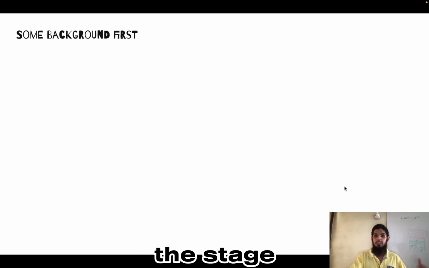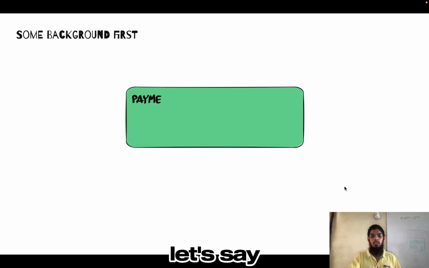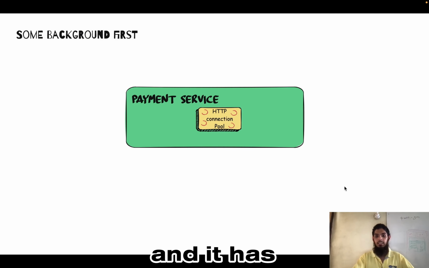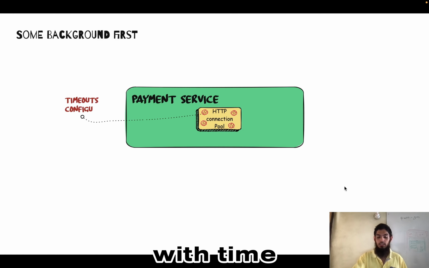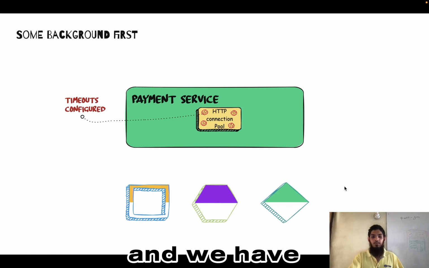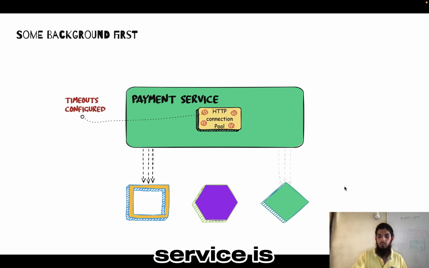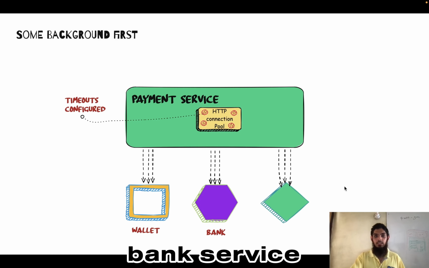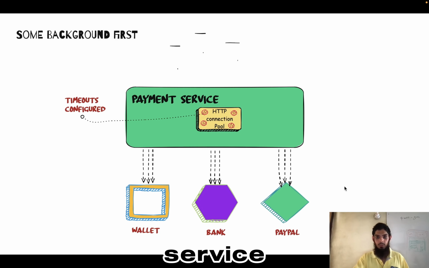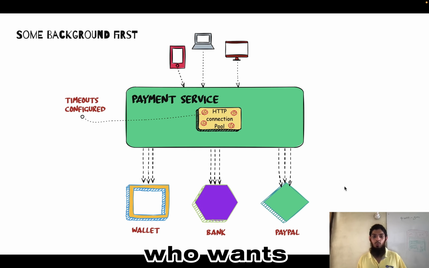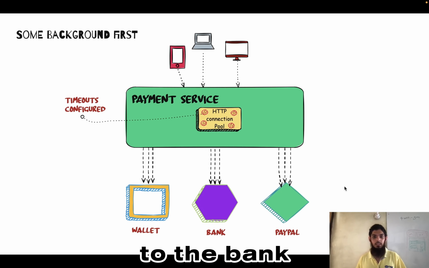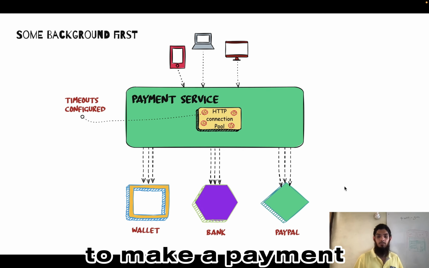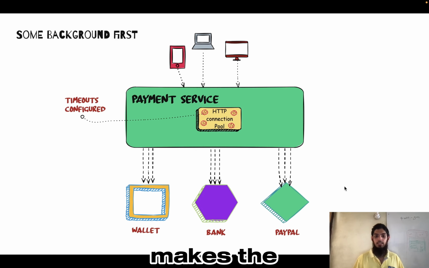Let's set the stage first. Let's say we have the payment service with some HTTP connection pool and it has some worker threads with timeouts configured. And we have downstream services that the payment service is communicating with. So we have the wallet service, we have the bank service, and we have the PayPal service. When a client wants to make a payment to the bank, the payment service calls the bank service. If they want to make a payment to the wallet, the payment service calls the wallet service.